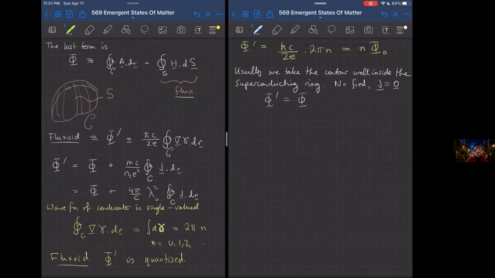All right, well, I want to end this lecture by talking about the Little-Parks experiment. Okay, so this is the first thing, just quantization. Now I want to show you what is the experimental evidence for this. So this is a very clever experiment to show that it is the fluxoid that is quantized.